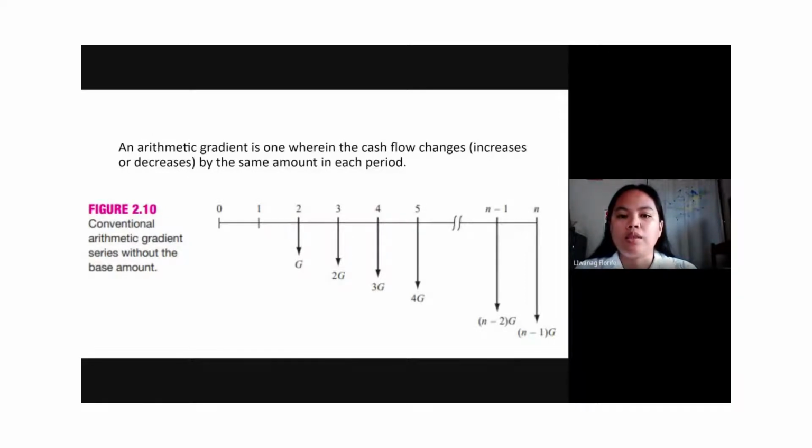What you're seeing now is an example of the conventional arithmetic gradient series without a base amount. So here is the gradient. There is a uniform increase of the gradient per period from G to 2G to 3G, 4G, and so on until it reaches n minus 2 times G and n minus 1 times G as it reaches n period.